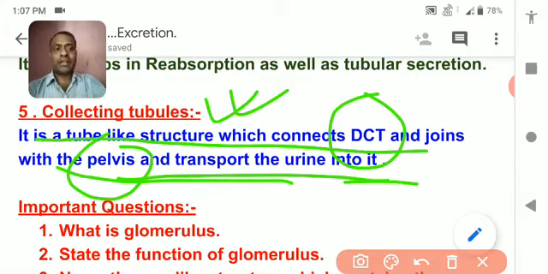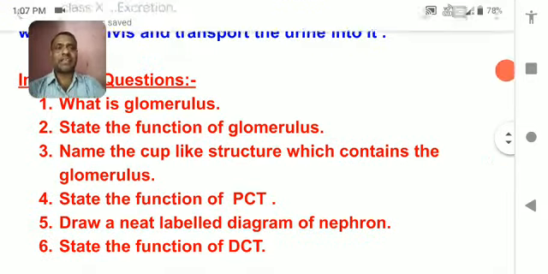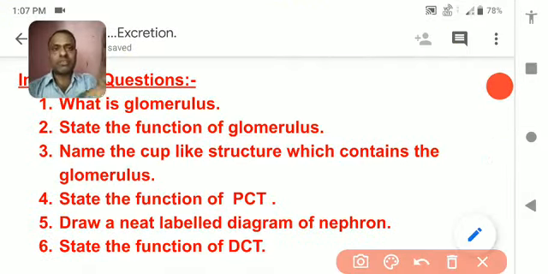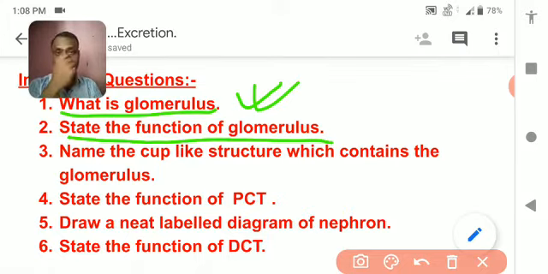Okay, so remember to make the notes as well as answer the important questions that I have given. First question, what is glomerulus? Very important question. The knot-like blood capillaries present inside the Bowman's capsule are called glomerulus. What is the function of glomerulus? Glomerulus is a net-like or knot-like structure that helps in the filtration of the blood. It is the main part which helps in filtration. I will make sure you understand in the next class.